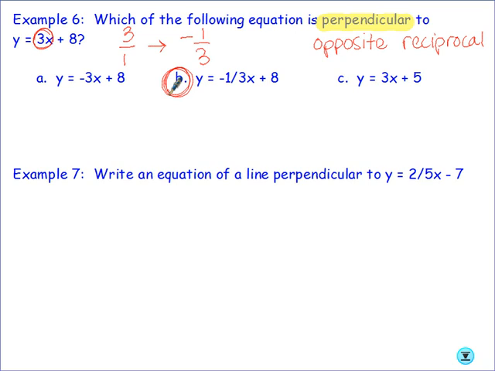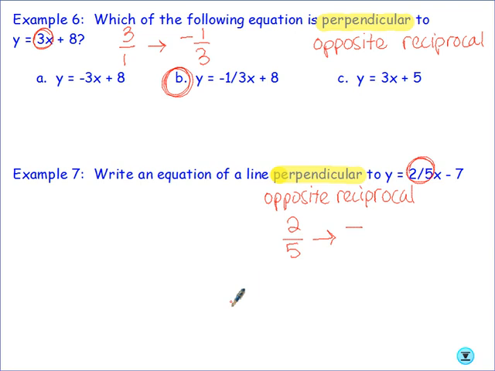Now we're going to do the exact same thing on the next one. We are writing an equation again. We have perpendicular, which again means opposite, reciprocal. So our slope given is 2 over 5. That is positive. The opposite is negative. 2 over 5 flips over to 5 over 2. That's the slope that you're using.